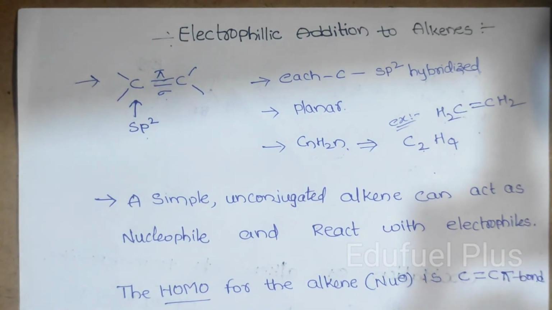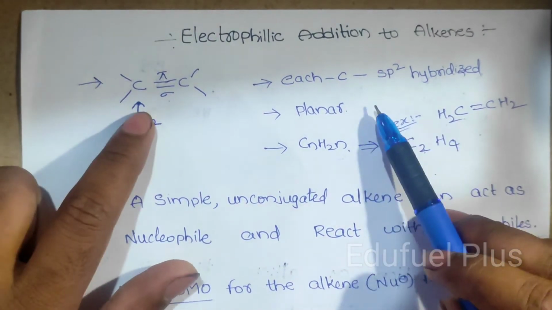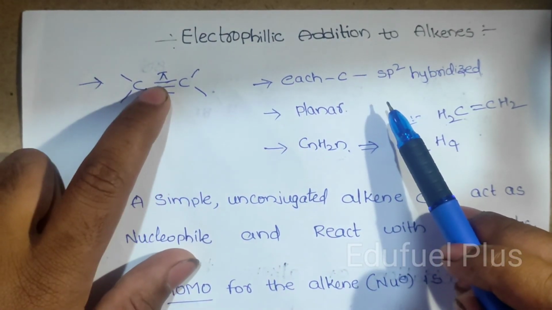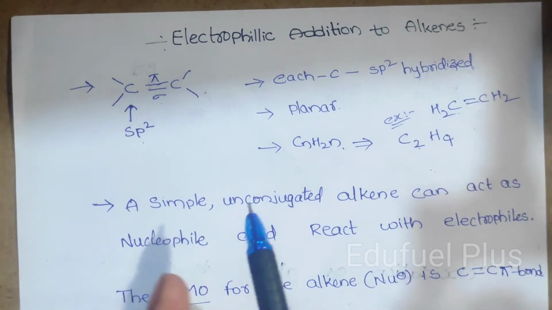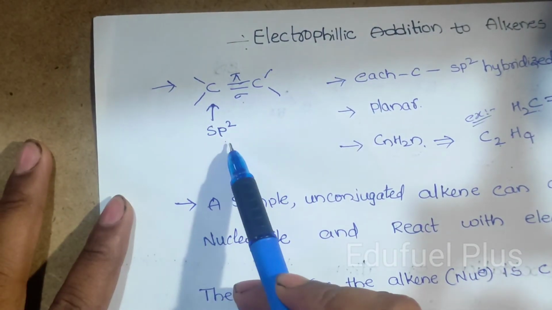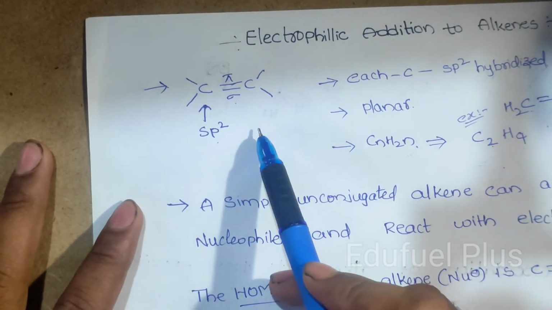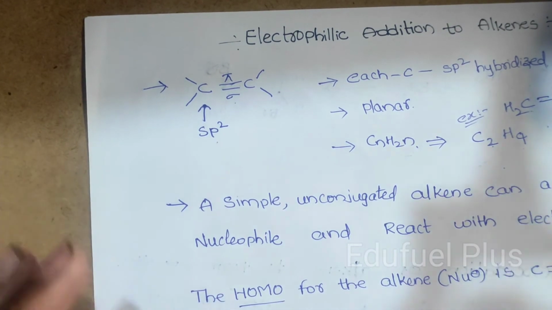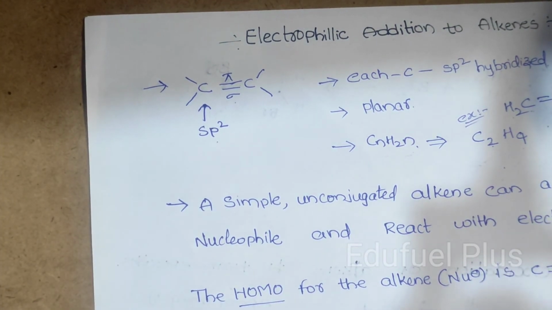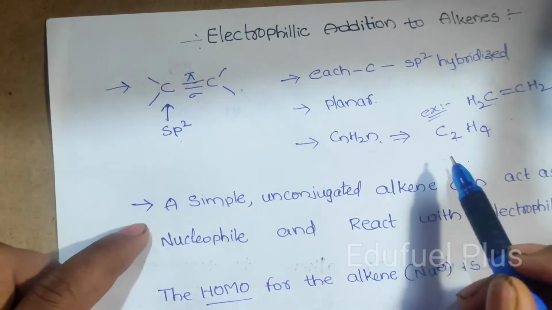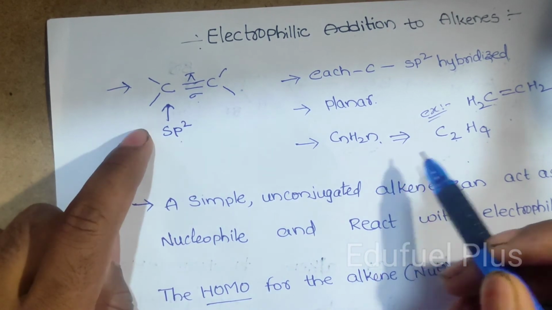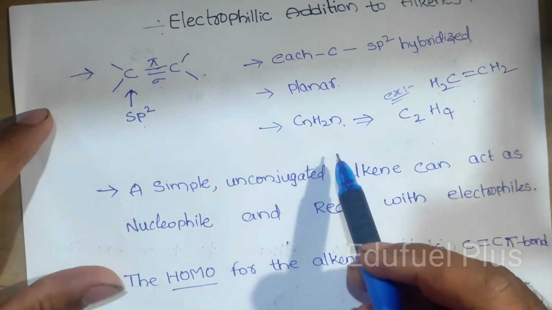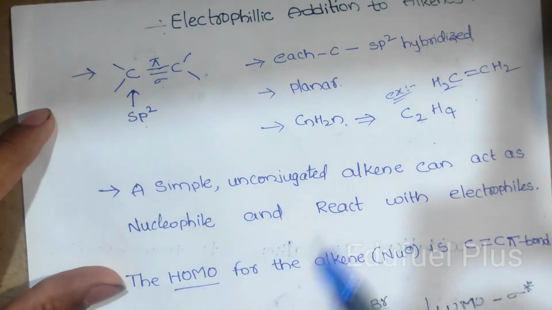So generally alkenes are unsaturated hydrocarbons having one sigma bond and one pi bond between two carbon atoms, and each carbon in these alkenes is sp2 hybridized, and these are planar. Simple alkenes have the general formula CnH2n. For example, ethylene is an alkene; ethylene is C2H4, which satisfies the general formula.